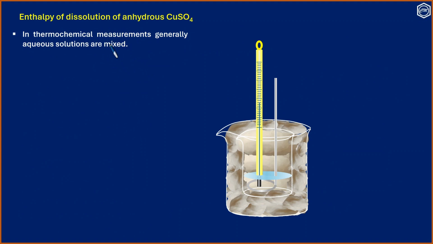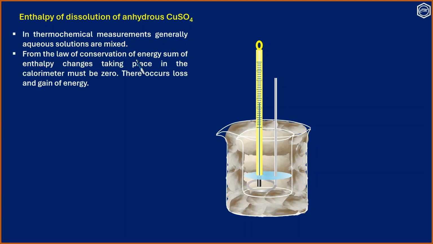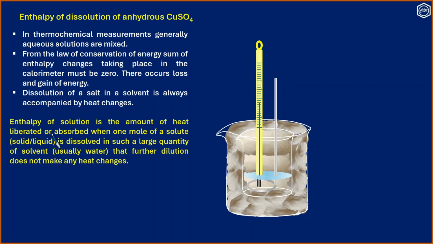In thermochemical measurements, generally aqueous solutions are mixed. From the law of conservation of energy, the sum of enthalpy changes taking place in the calorimeter must be 0. There occurs loss and gain of energy. Dissolution of a salt in a solvent is always accompanied by heat changes.